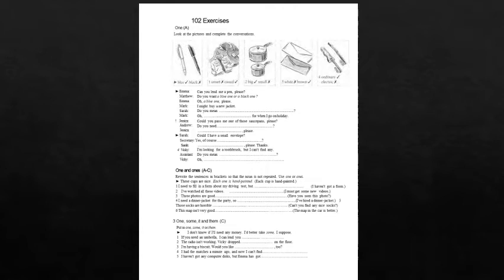Let's discuss the exercises for Unit 102. So we are going to discuss exercise number 2 here, one and ones. This is related to section A to C. Rewrite the sentences in brackets so that the noun is not repeated. Use one or ones. An exemplary statement has been done. These cups are nice. Each one is hand painted.